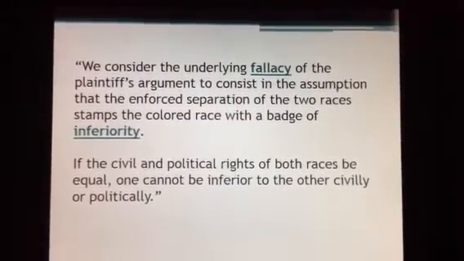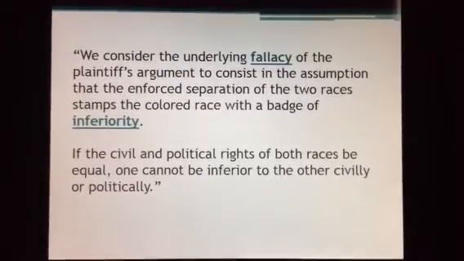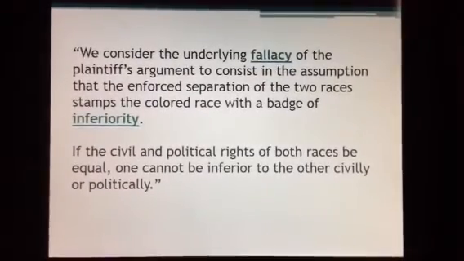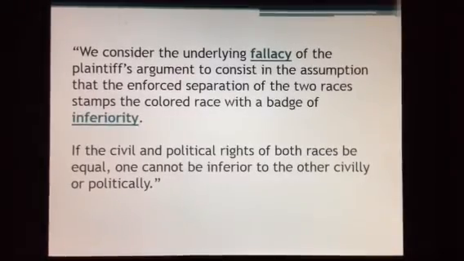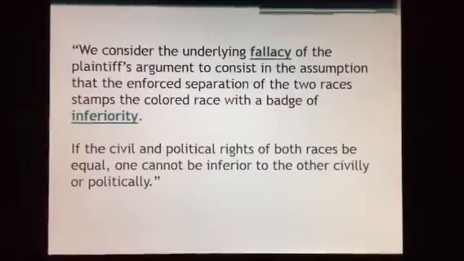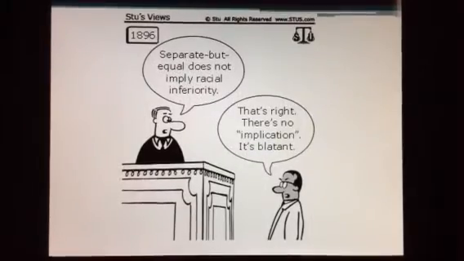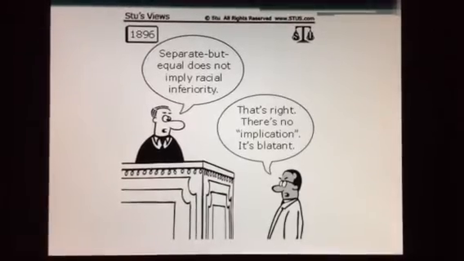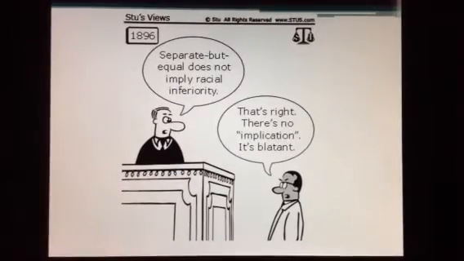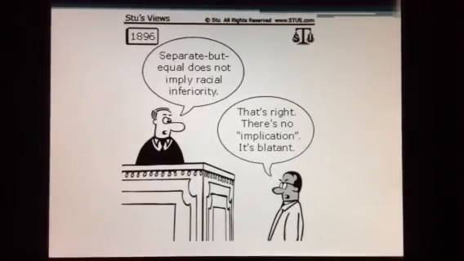So in the majority opinion, the Supreme Court is basically saying that just because the facilities are segregated by race, it does not mean that one race is inferior to the other race. Separate but equal does not imply racial inferiority. That's right. There's no implication. It's blatant.